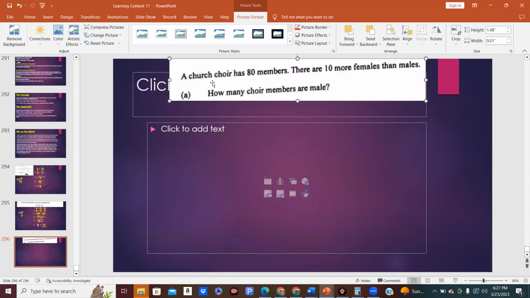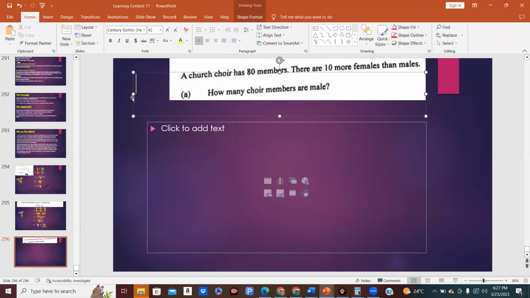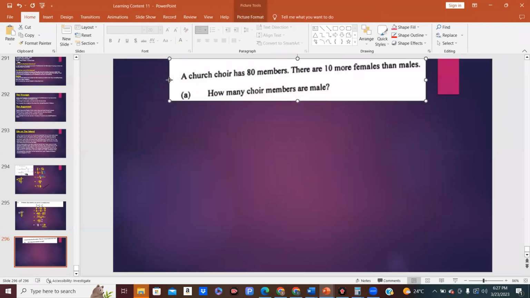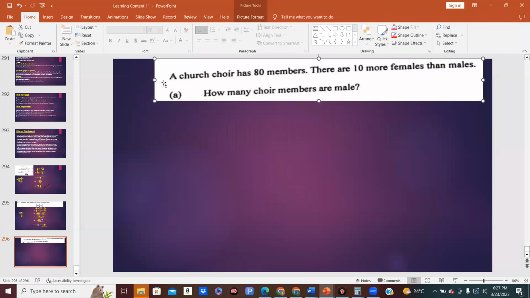All right, so this one says a church choir has 80 members. There are 10 more females than males. The question is, calculate how many males there are. Very good question. Any guesses? We have 80 members in the choir, 10 more females than males. How many males are there? Any ideas?